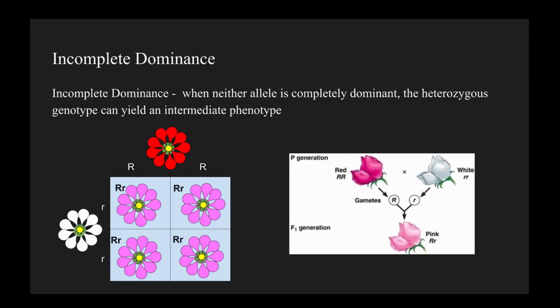There is also something called incomplete dominance, where neither allele is completely dominant. The heterozygous genotype can yield an in-between phenotype of both. So the mixture between genotypes is seen in the phenotypes.